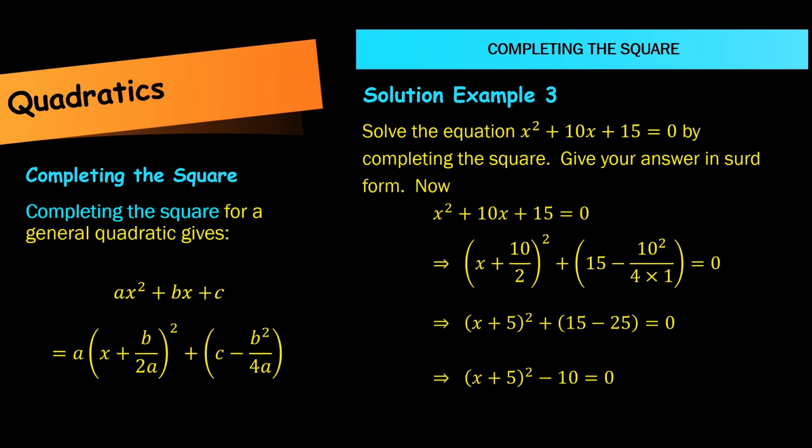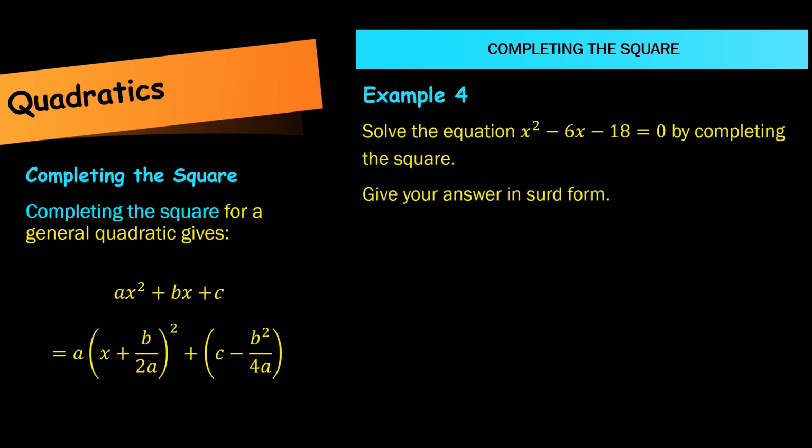Let's now solve this. So we add 10 to both sides to give us (x plus 5) all squared equals 10. And then square root to give x plus 5 on the left-hand side and root 10 on the right-hand side. This gives us x equals root 10 minus 5. Now have a look at this example. Pause the video and have a go. Press play when you're ready to view the solution.